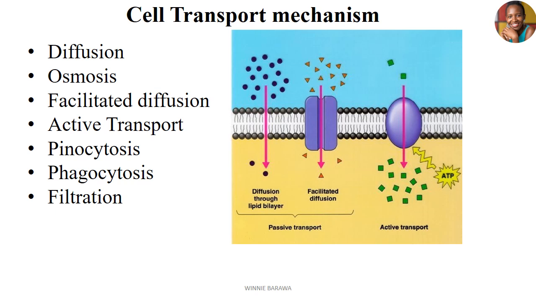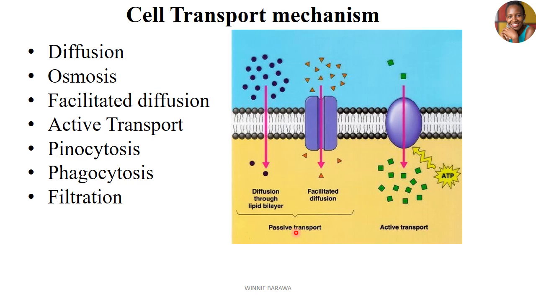So this is what we are going to focus on. We are going to look at two categories of transport mechanisms. The first one is passive transport, and the second one is active transport. By definition, passive transport is transportation that does not use energy, while active transport is a transport mechanism that needs the use of energy. In this case, the energy we are referring to is ATP, adenosine triphosphate, which normally gets broken down to release energy and get converted into adenosine diphosphate.